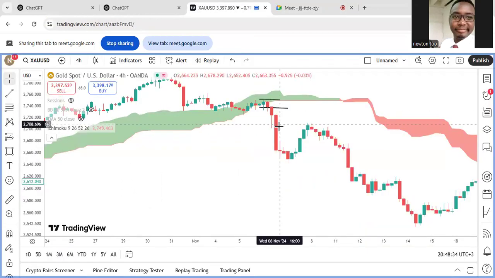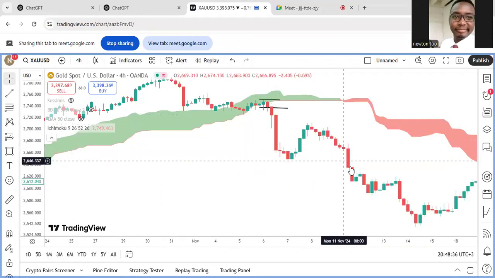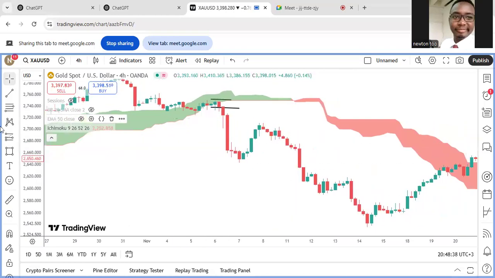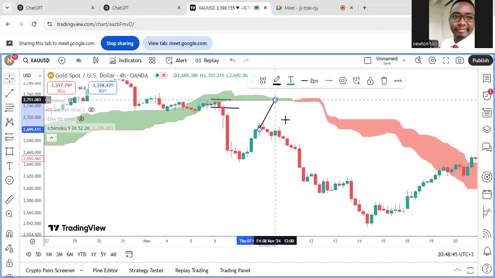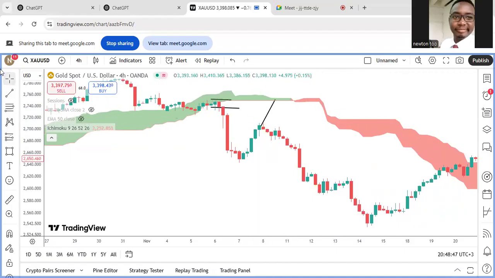Then you can say, for example, here again, this one the market went well. And another entry which you can use is if the market goes back again to the cloud. This one is normally called a bounce to the cloud.